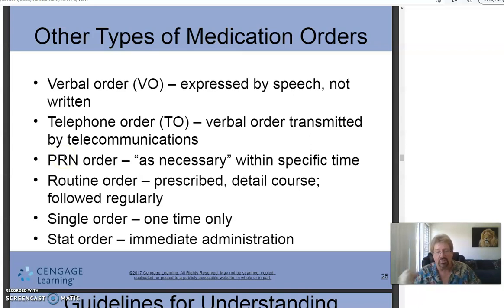Routine order. Prescribed, detail, and single order one time. Stat order. The word stat is real important. Anytime in healthcare, in a hospital or doctor's office, you hear stat, that means stop what you're doing and go do whatever they're needing because it's an emergency. Immediately stop talking to your baby daddy and get it in gear and get over there and see what it is they need.